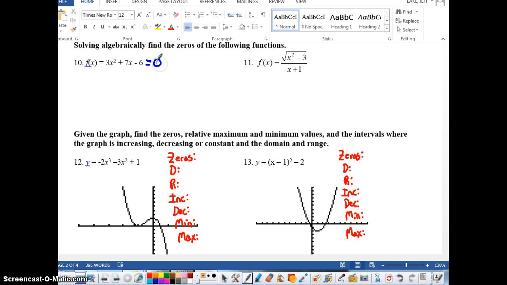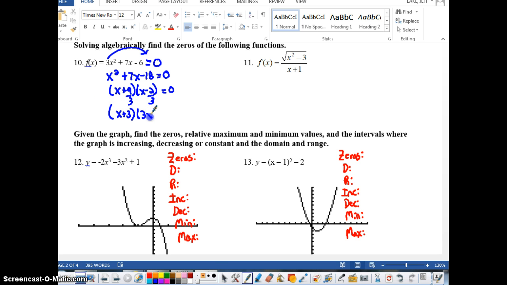So the first one, we have 3x squared plus 7x minus 6, set it equal to 0. You really have to factor this. The way I factor this is to take that 3 over the 6. So x squared plus 7x minus 18 factors to x plus 9, x minus 2. And remember, we changed this problem, so we have to take it back, divide by that 3. When you do so, you're left here with x plus 3 and 3x minus 2.